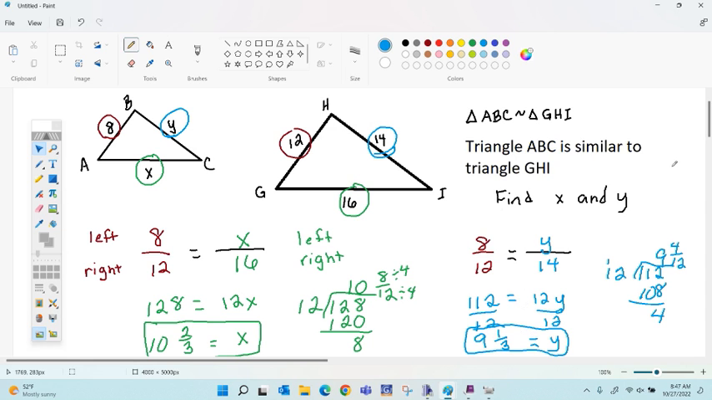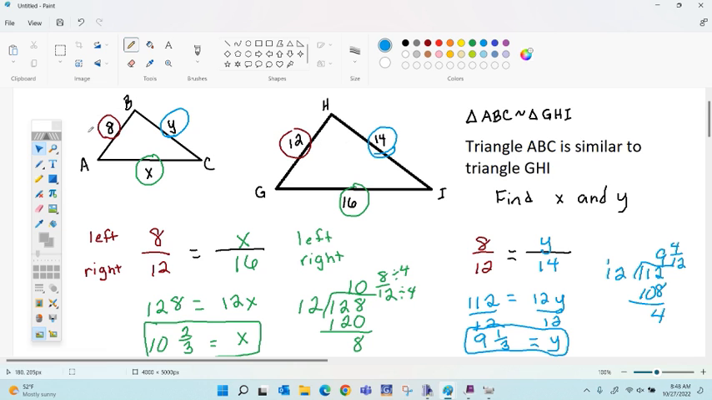Why do you always start with 8 over 12? Because the sides of similar triangles are proportional. So if they're proportional, that means the ratios have to equal each other. You have to start with some known numbers so that you have only one variable to solve for, because you can't have more than one. So you pick the side of the triangle where both have a number in it.